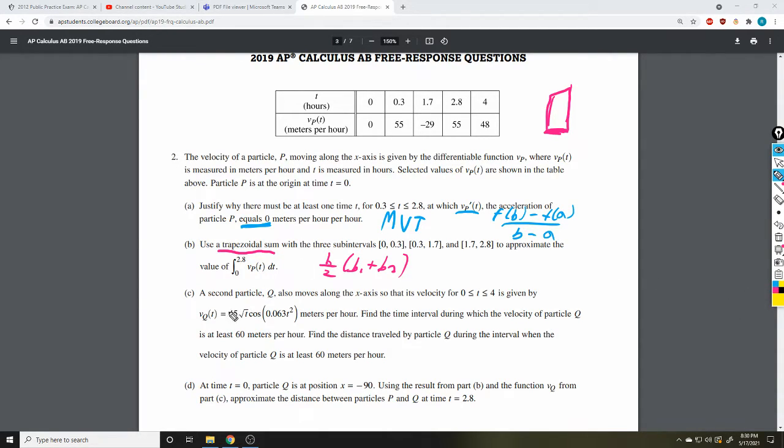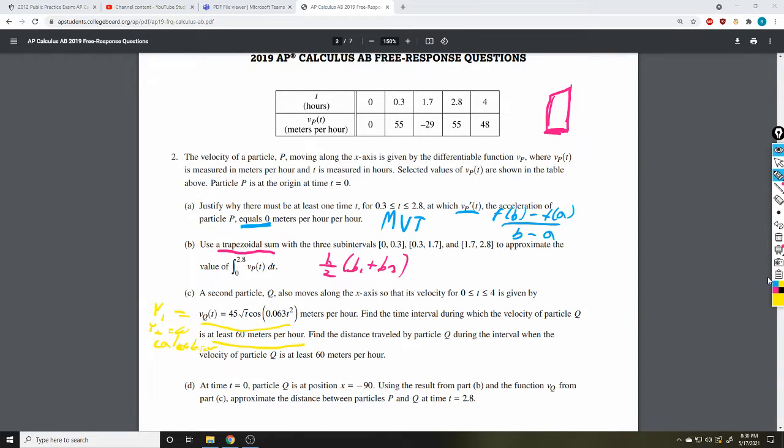In part C, it gives a new function q. So now we're not worried about particle p at all. We're just focused on this function. So start by putting it in the calculator. Find the time when the velocity is at least 60 miles an hour. This part is just a calculator. Put this in y1, and put y2 equaling 60, and figure out where they intersect.